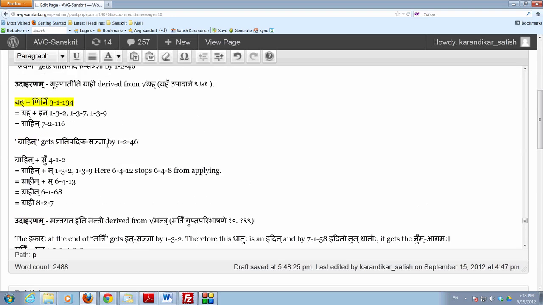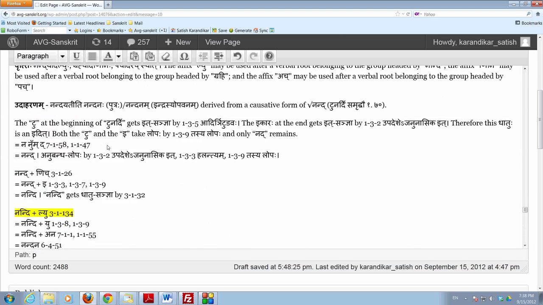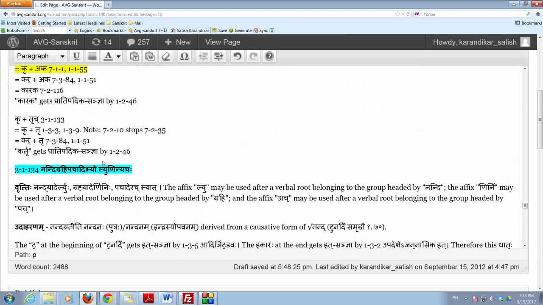Very important. So we took a long time for this sutram, because this sutram is really a combination of three parts: nandyadibhya lyu, grahyadibhya nini, and pachadibhya acha. So we're going to get a lot of examples.